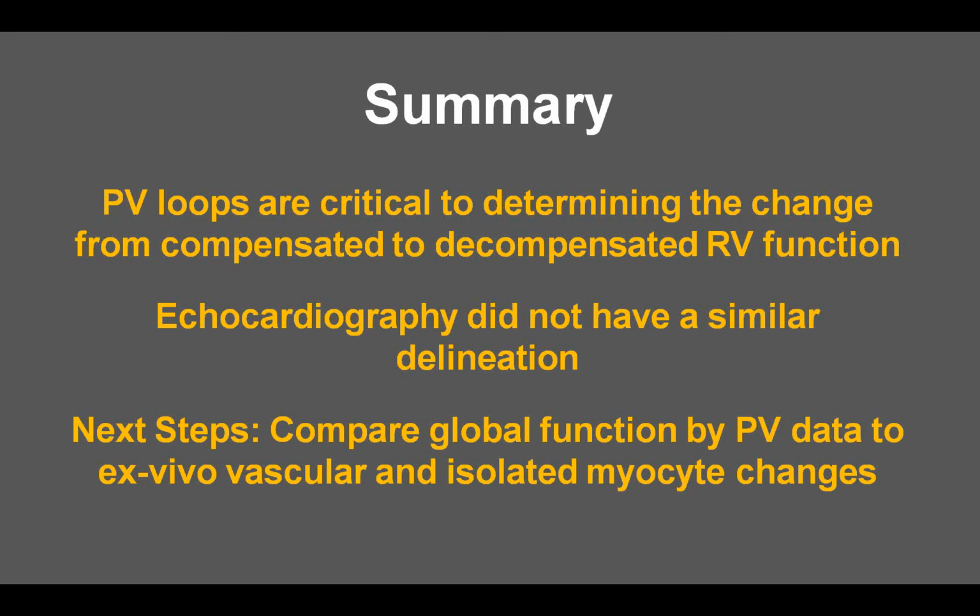So again, for us, the PV loops were critical to determining the change from compensated to decompensated RV function. By echocardiography, we didn't have a similar delineation. And the next step for us would be to compare the global function by PV data to ex vivo vascular and isolated myocyte changes. And we've done some of this work already, and I don't have a lot of data to show you, but we've definitely seen matches. And so I think going forward it's possible that this PV data will eliminate doing some of this isolated myocyte and ex vivo vascular work and save us some more time in the end, because it seems to give us enough information to define our models.